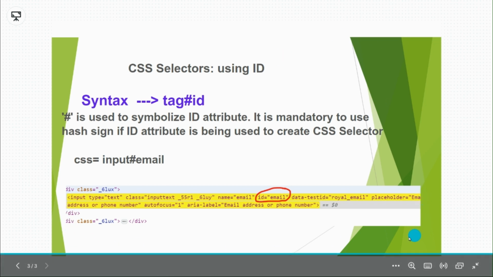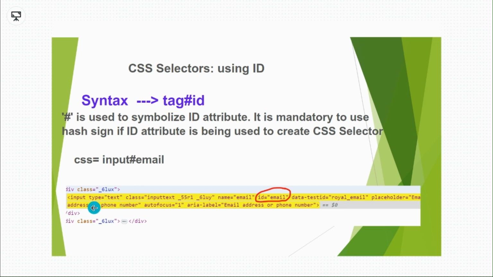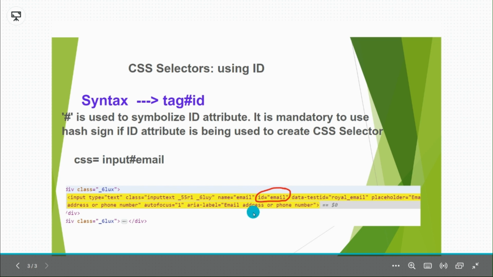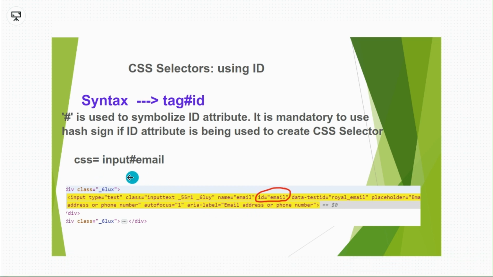So this is a screenshot I have pasted of a HTML DOM. Here we have couple of attributes. This is an input tag. It is having type, class, name, ID, data test ID. So we are going to use ID. So what would be the syntax here? It would be tag is input, after that hash, and then we will write the value of id. The value of id is email. That's why we have typed email here. So this is our syntax to locate id using css selector.